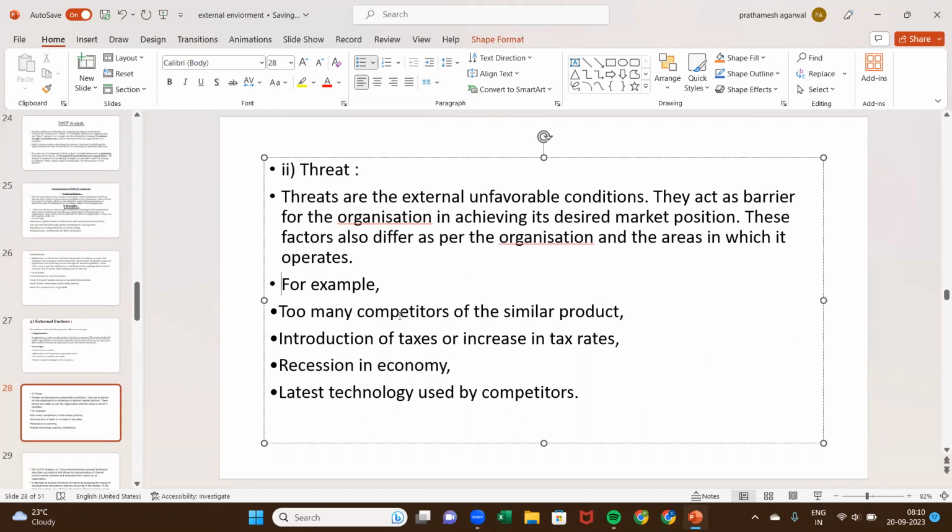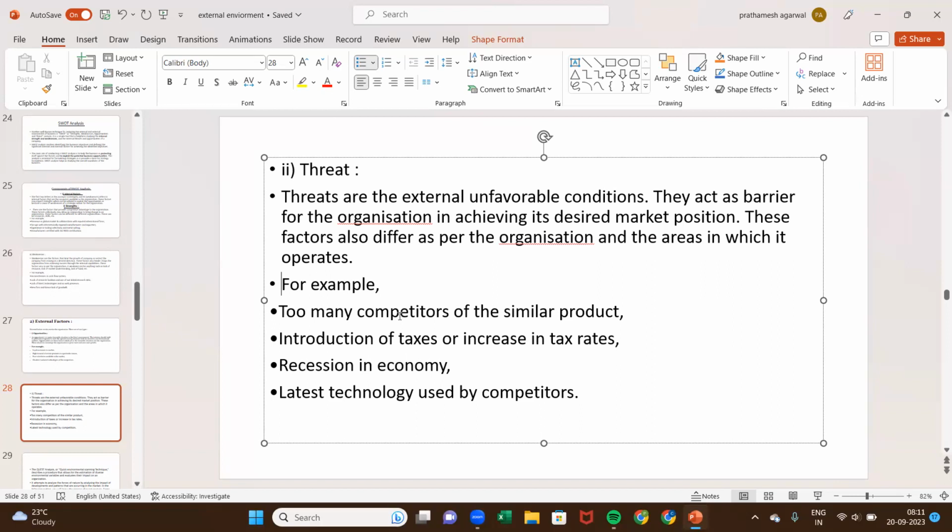So even you as a customer will get confused about which product to buy, which make to buy. So what you study? You study the product, you study the pros and cons of the product. Then introduction of taxes or increase in tax rates. Then recession in economy and latest technology used by competitors. So what are the threats? You'll have too many competitors for the similar product. That means the competitors are manufacturing the same product as yours.